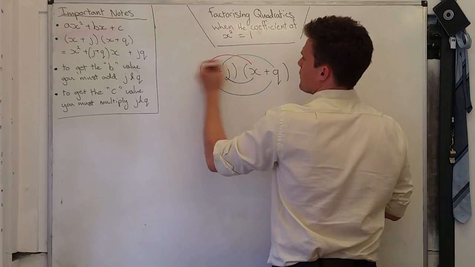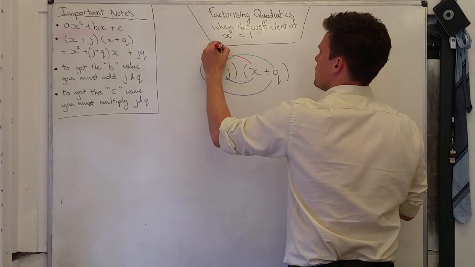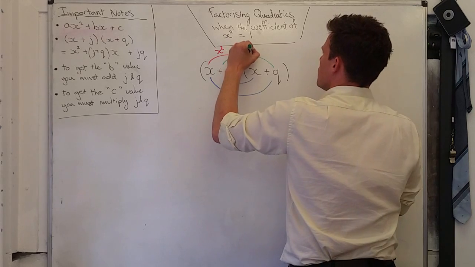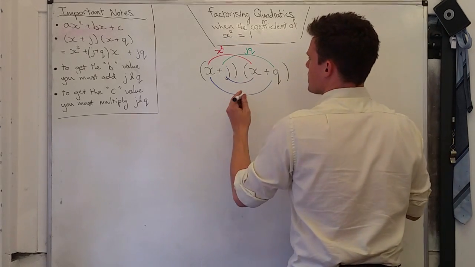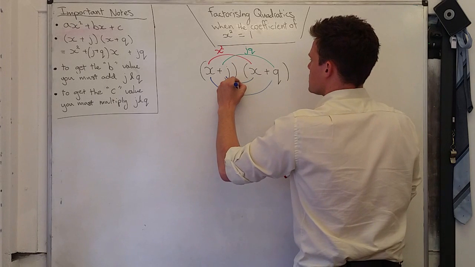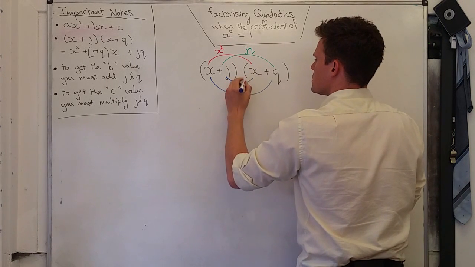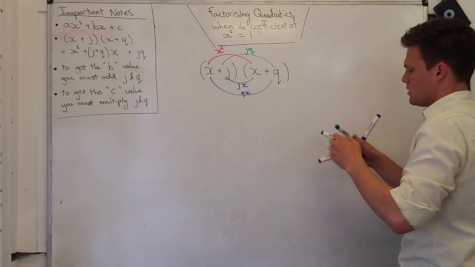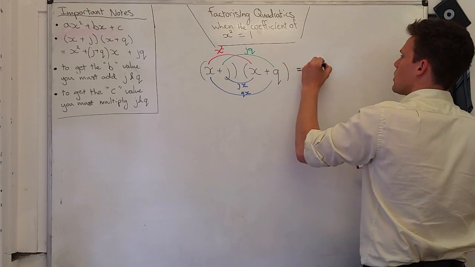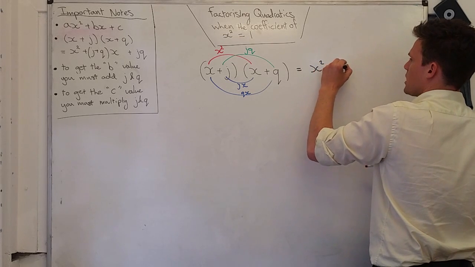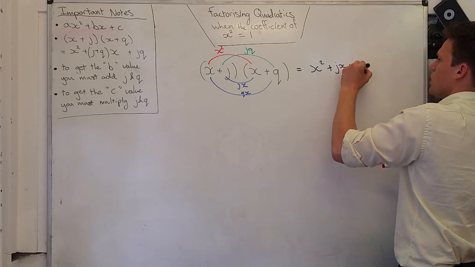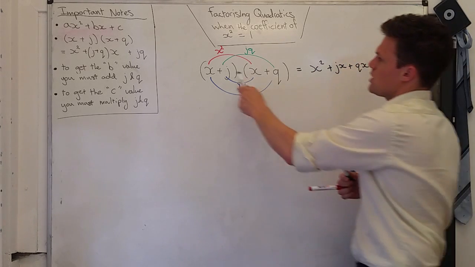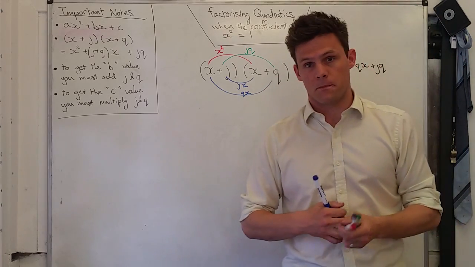Doesn't matter what method you use, but if I do x times x, I get x squared. If I do j times q, I end up with jq. If I do j times x, I end up with jx. And if I do x times q, I end up with qx. Okay, so if I write that out here, I get x squared plus jx plus qx plus jq. Now I put in j and q here so I can represent any number, right?